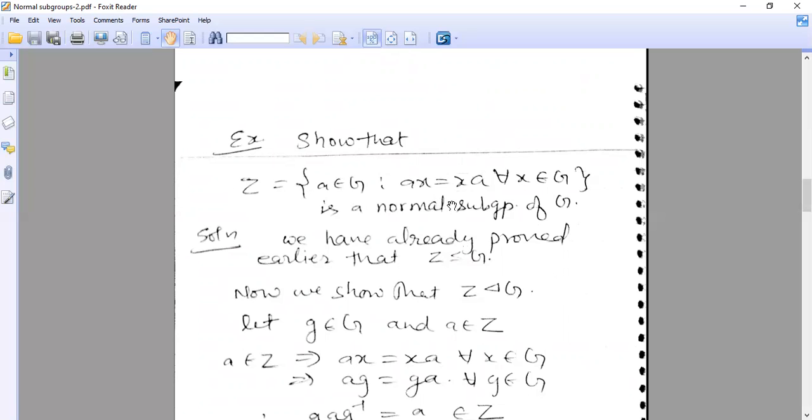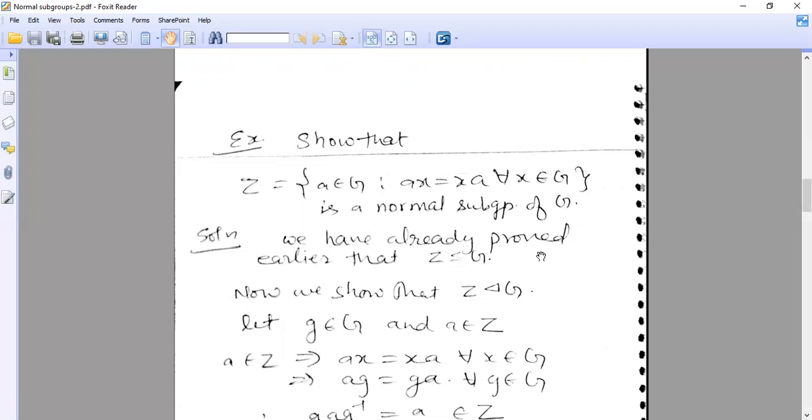So this is your Z(G), the center of the group G: the set of all A belonging to G such that AX is equal to XA for all X belonging to G. Now we have to prove that it is a normal subgroup of G. We have already proved that this Z is a subgroup of G.